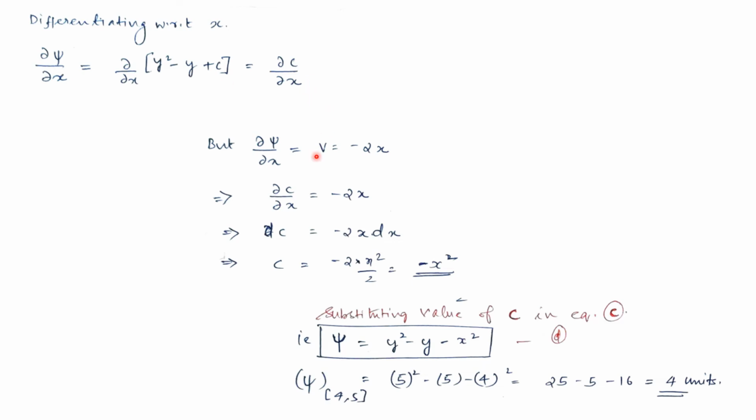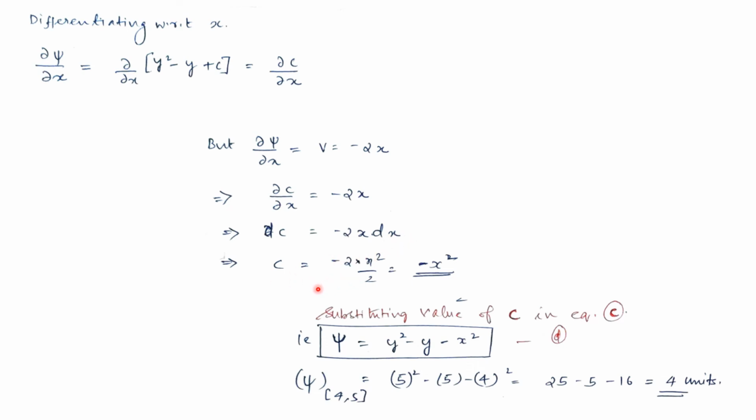So what will you do? y becomes 0 because this is a variable, but c is a constant. So when you are differentiating it with respect to x, it is dou c by dou x. So you know that dou psi by dou x is equal to v. That means minus 2x. We already know the value of v, minus 2x. So dou c by dou x would be equal to minus 2x. And how will you find the value of c? You take the dou x to the other side, minus 2x dx.